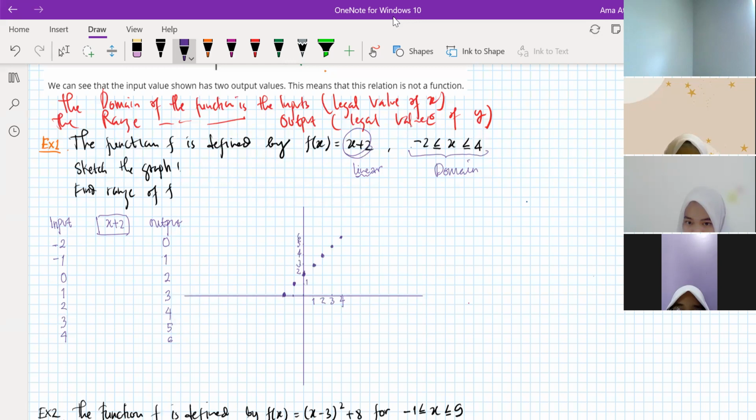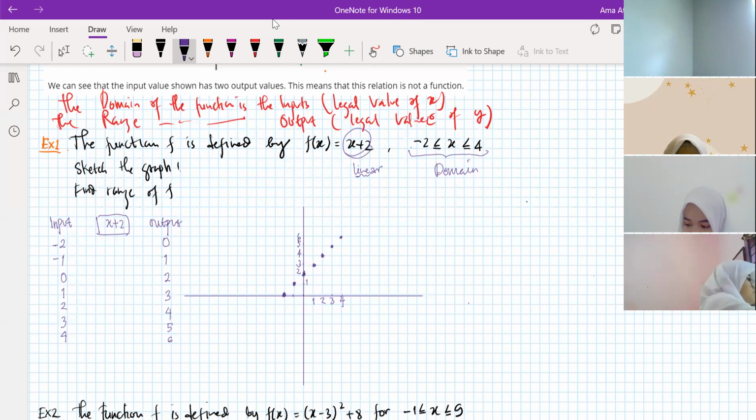So you will have a line. This is what we call a line segment. So I will draw my line segment like this one. Right. I have already sketched the graph. The first one is done.